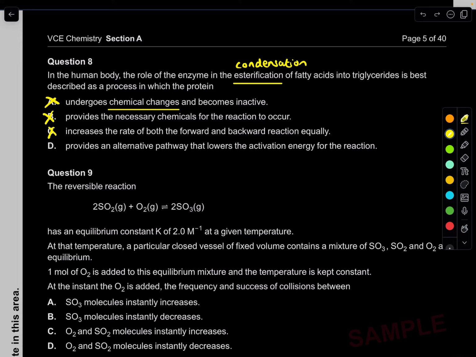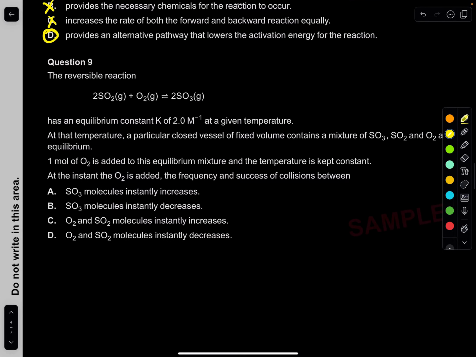D, provides an alternative pathway that lowers the activation energy for the reaction. Absolutely perfect. That's the definition of what a catalyst does. And remember, an enzyme is a biological catalyst. Beautiful. Question 9. A reversible reaction.